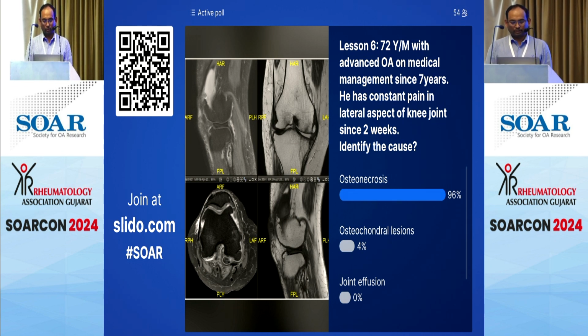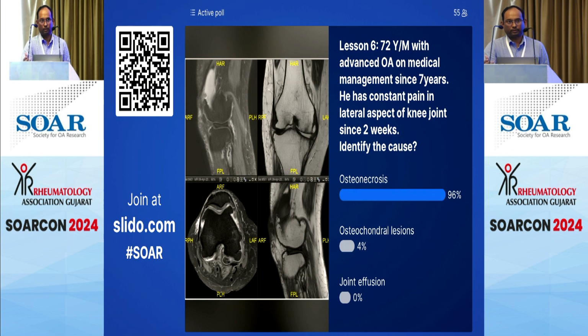So in this case, the patient definitely must have a history of steroid intake for long, and there is a development of osteonecrosis in the proximal fibula, which was causing this pain for the last 2 weeks.